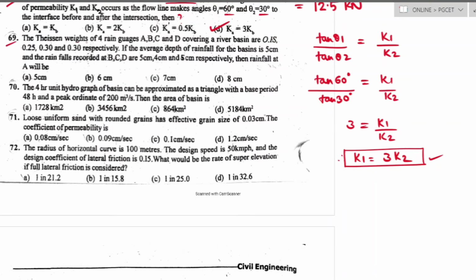Question number 69. The Thiessen weights for 4 rain gauges A, B, C and D covering a river basin are 0.15, 0.25, 0.3 and 0.3 respectively. If the average depth of rainfall for the basin is 5 cm and the rainfall recorded at stations B, C, D are 5 cm, 4 cm and 5 cm respectively, then the rainfall at A will be. So we have to find the respective rainfall for the station A.